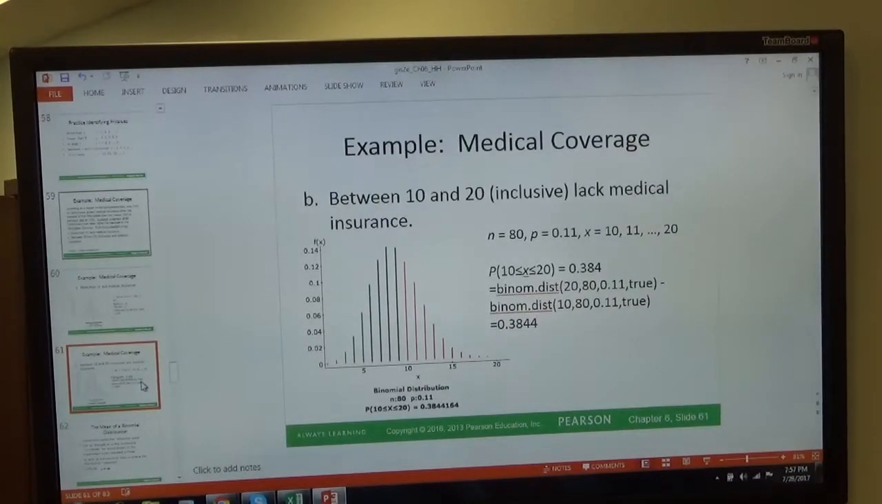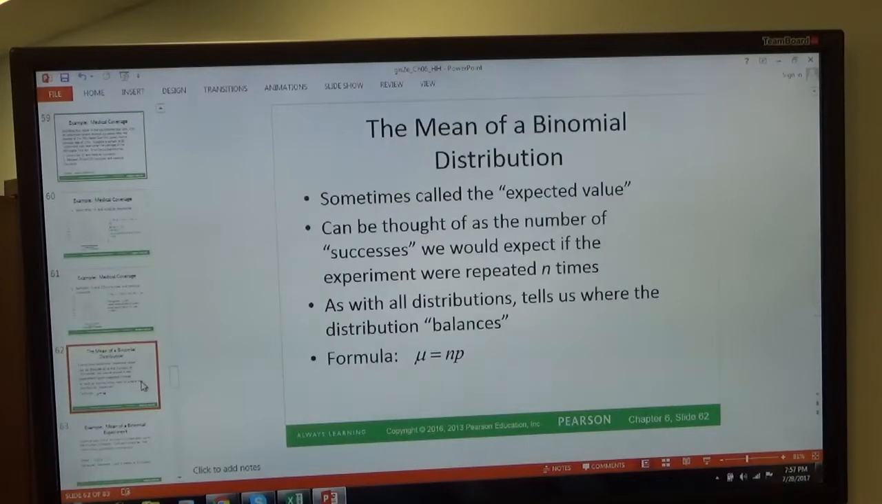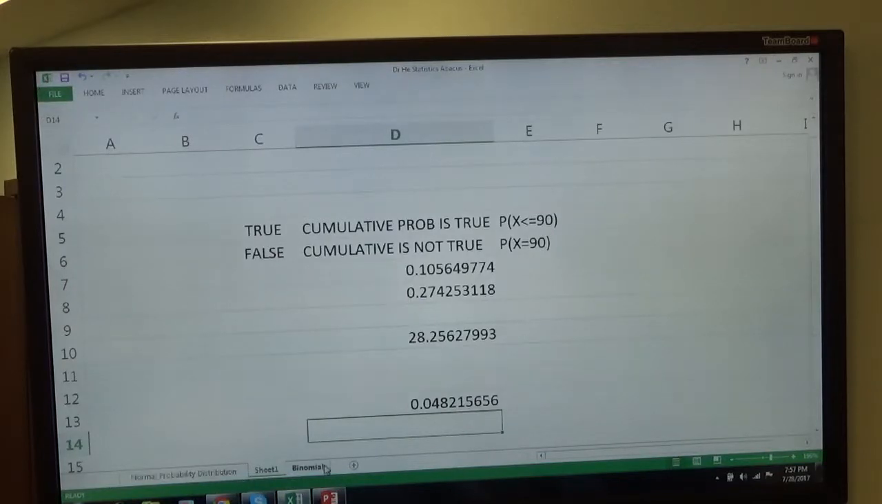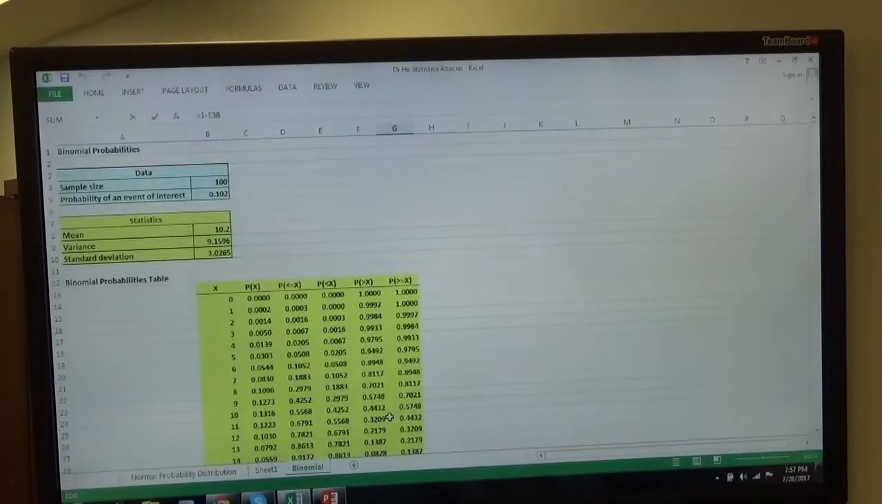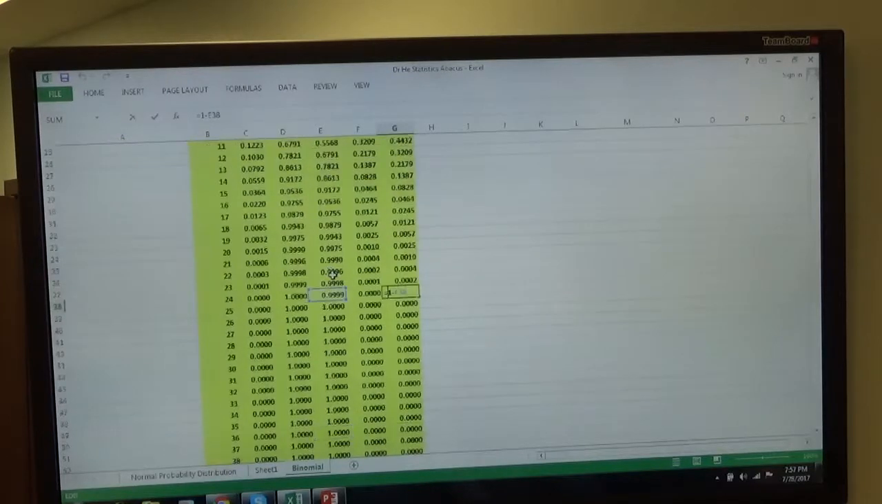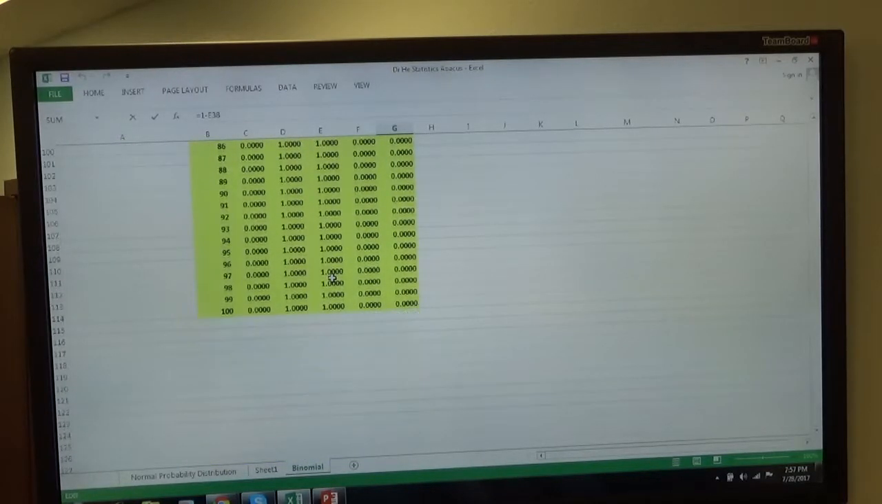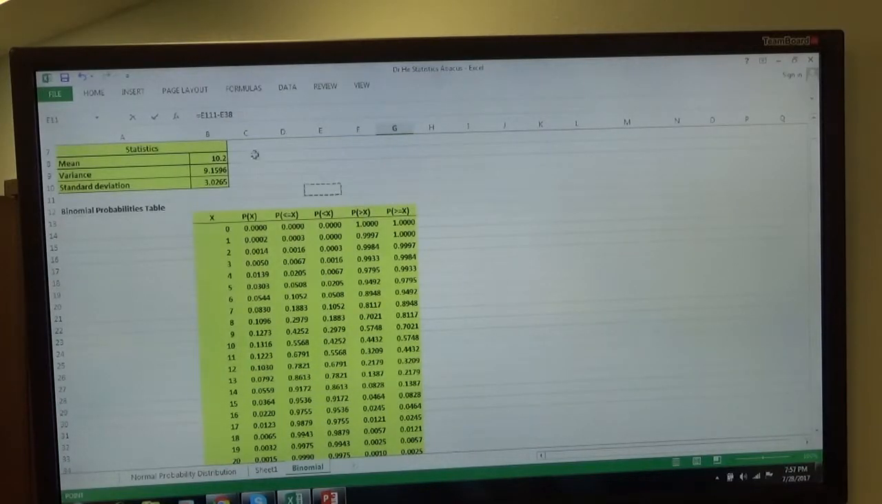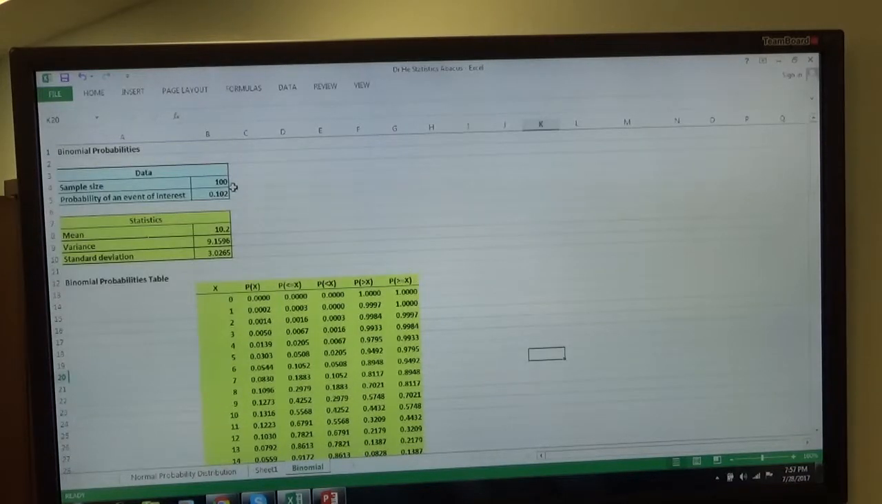And the good thing is I have Excel built up for you. I'm trying to put all the way to 100 because most of the questions probably will not go to 100. So in our example, the sample size is 80, and the probability is 10.2.